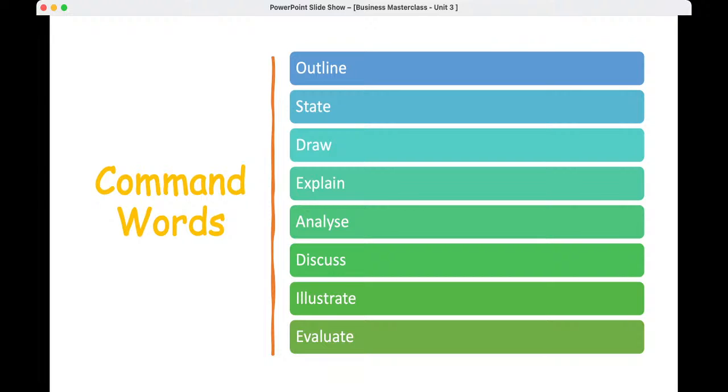If it's analyze, they want you to show 2 sides, so you're looking at the advantages and disadvantages. Discuss is unique, and I will speak about discuss not on the next slide, but the slide after. Illustrate means you must give examples. You must give examples, okay?